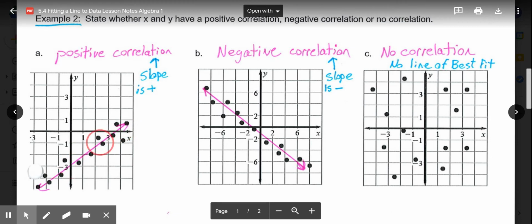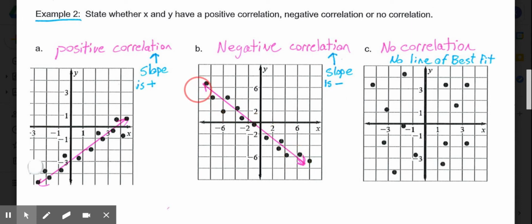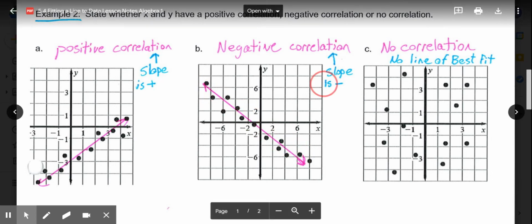If all of our data can be drawn with a line of best fit that's going up left to right, so the data is rising left to right and we can put in a line of best fit, we call that a positive correlation. So the slope of that line would be positive. If going left to right, our data is all dropping and the line of best fit goes down left to right, so if the slope is negative, we have a negative correlation. And if our data is so spread out that we cannot approximate a line, that is known as no correlation.